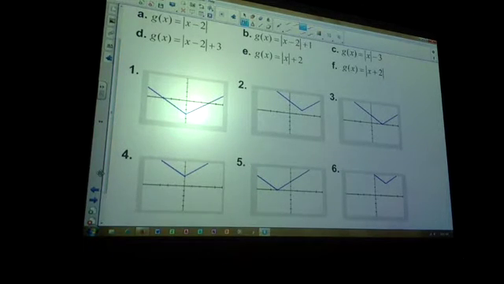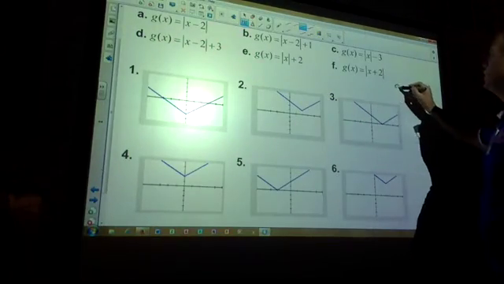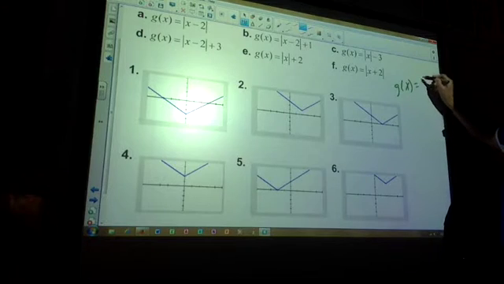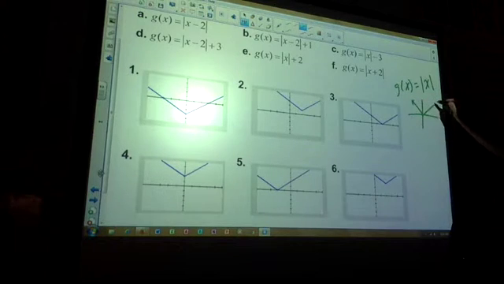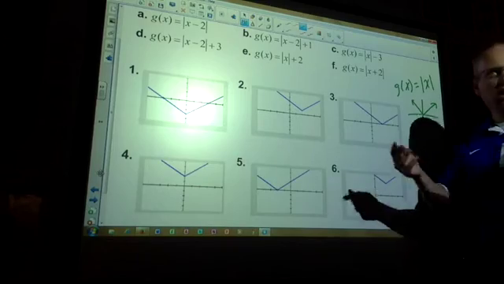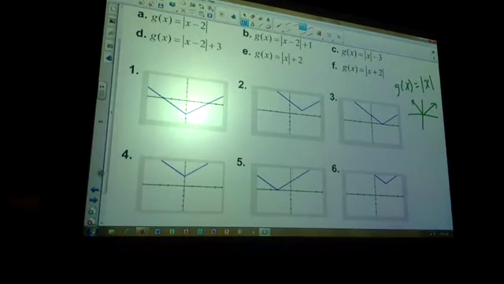So I'm going to put one extra graph up here. I'm going to go g of x is equal to the absolute value of x, which is this graph. So that's our parent function. And everything else here is shifting our graph around. Does that make sense? So let's think about things that would make our graph shift around.